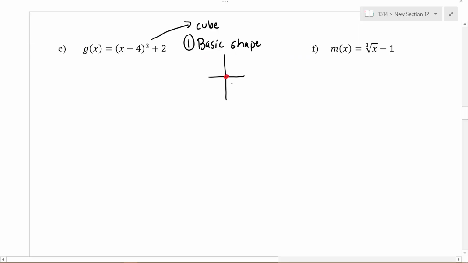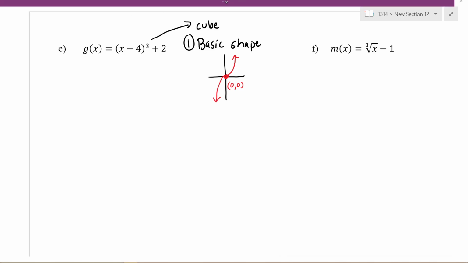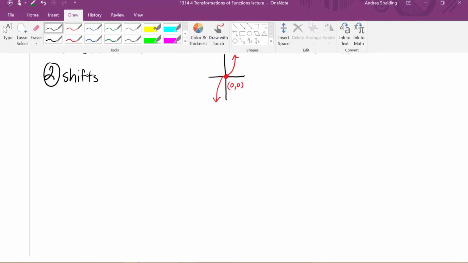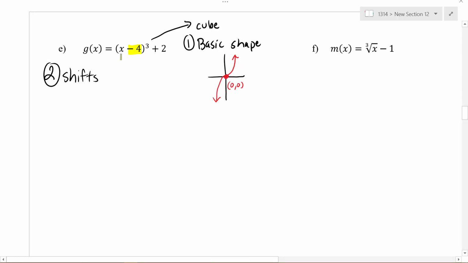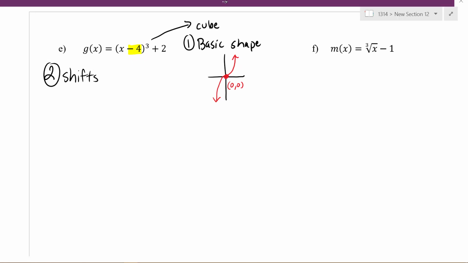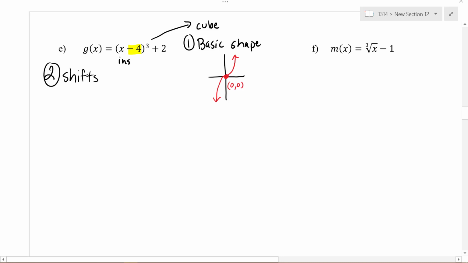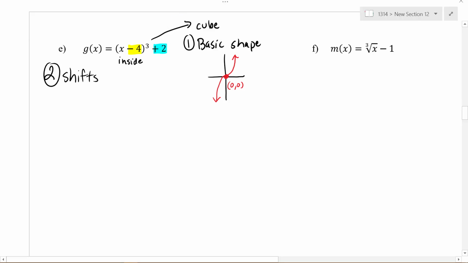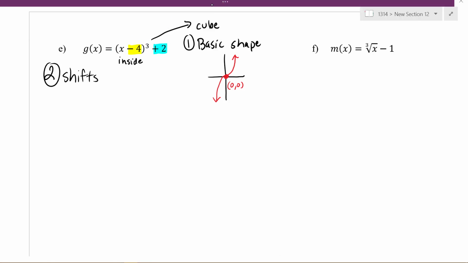Okay, so we have our origin point, 0, 0, and the cube function is tall and skinny, curves up and to the right, pointing more up, and then down and to the left, pointing more down. Okay, next we're going to identify any shifts that we see. We see the parentheses this time, and we see a -4 inside of those parentheses. So the -4 inside of the parentheses being cubed is an inside change. Okay, I also see a +2 on the outside of the parentheses and outside of the cubing, and that's an outside change.